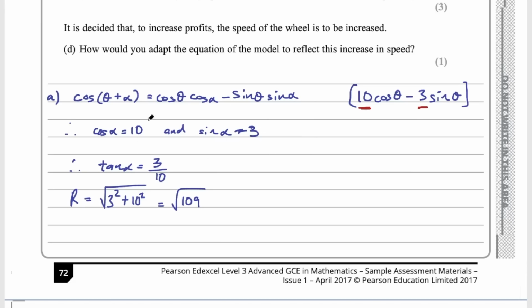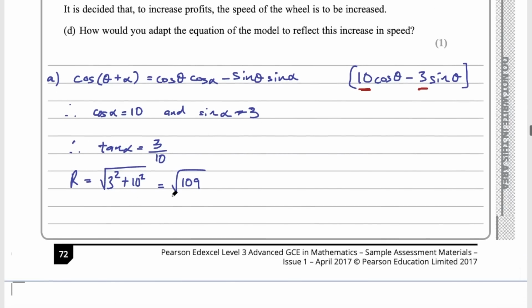And also, if you're wondering why I can say that tan alpha equals 3 over 10, or r equals the square root of 3 squared plus 10 squared, it's not hard to show why this process works. It's just a bit longer, but I might do another video on that if anyone's interested, or hopefully you're familiar with that method already. But in this case, we can say r is equal to the square root of 109.